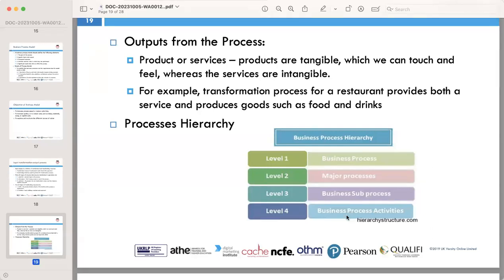So basically, this helps organizations structure and manage their processes effectively, ensuring that all activities contribute to achieving the business objectives.